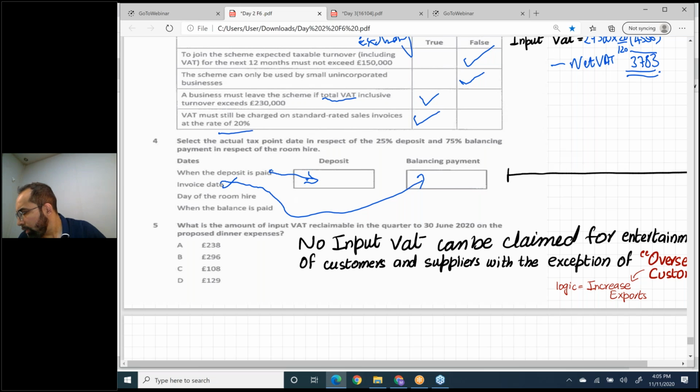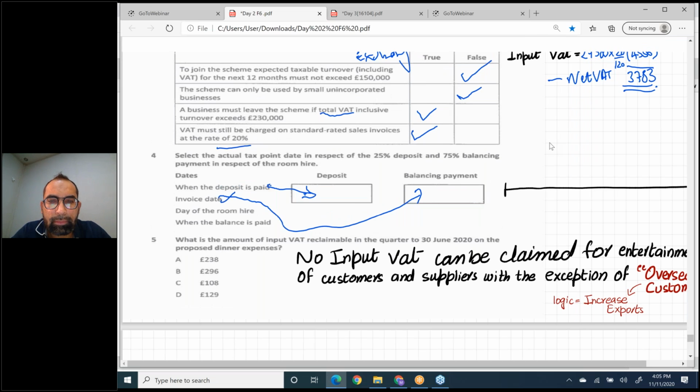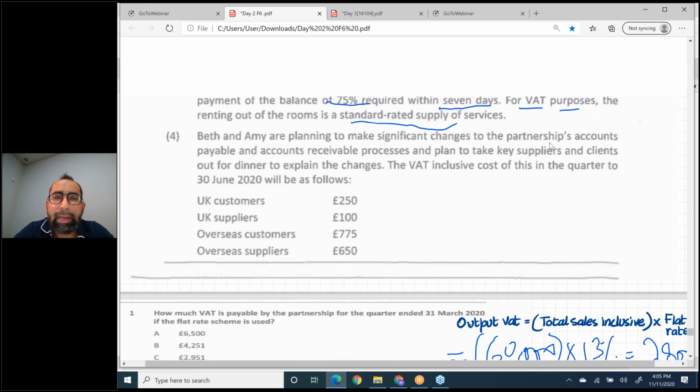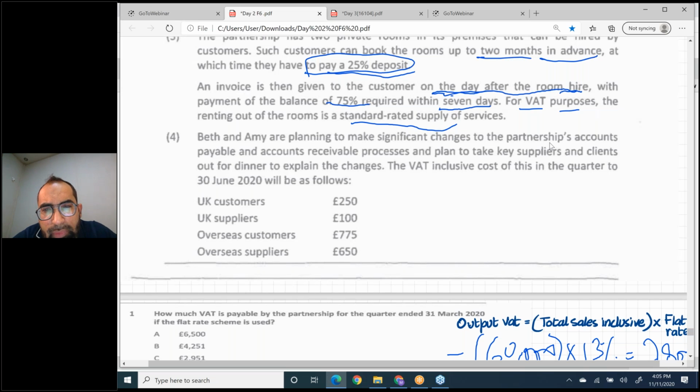Now, next, the last. I hope you remember the topic that you cannot claim input VAT on certain items. For example, cars used for private purposes, that is, private expenditures of the owner, and similarly, entertaining customers and entertaining suppliers. Okay, now read it.